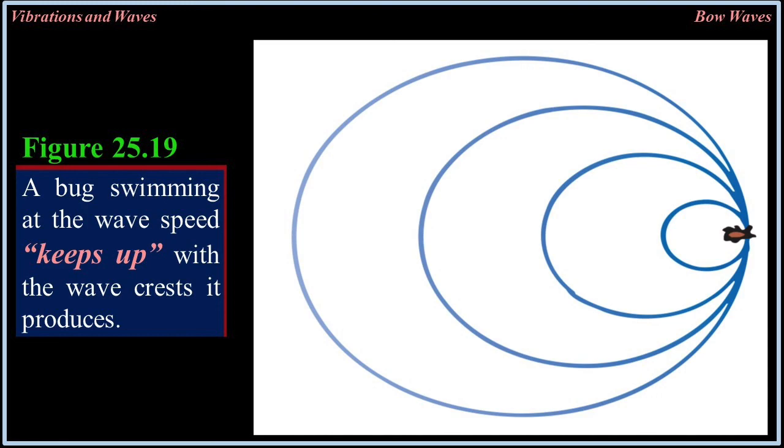Figure 25.19: A bug swimming at the wave speed keeps up with the wave crests it produces.